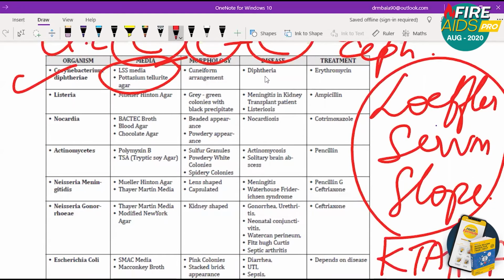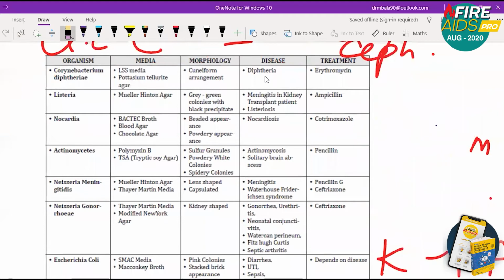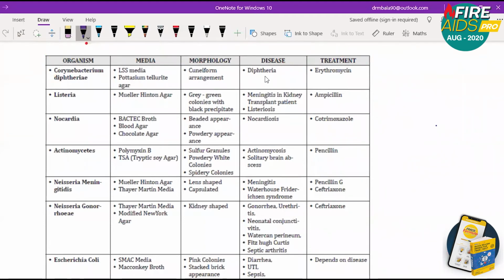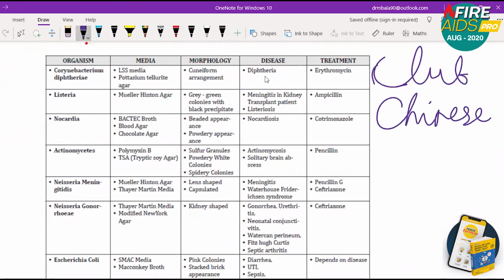Cuneiform arrangement is seen and it causes diphtheria. Corynebacterium diphtheriae is club shaped, with a Chinese letter pattern, a cuneiform arrangement. CCC. These three C are very important.